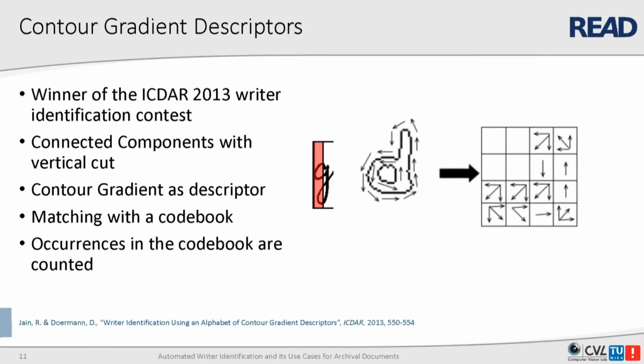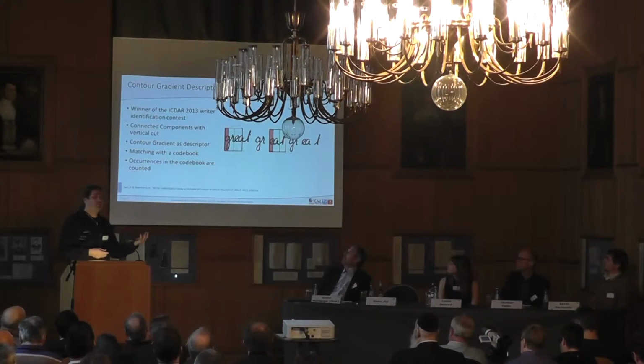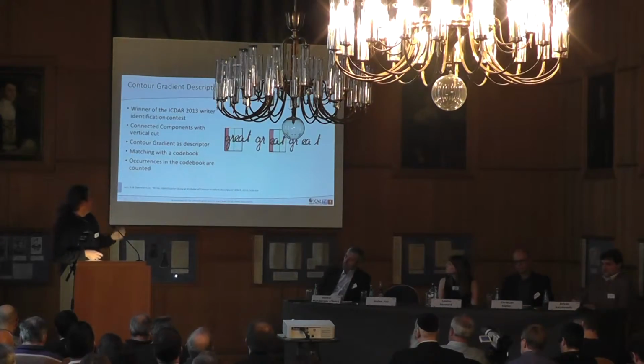The next method is by Rajiv and Dorman, and actually this is the winner of the ICDAR 2013 writer identification contest, and they use the contour gradient descriptor. So they are searching for connected components, which often is a word because the characters are connected, and then they try to segment the word into something similar to characters. You can see here they use a vertical cut method. You can see here there's a sliding window. The red area, the connected component, must not be cut. And then they are looking for a possible cut where there is the lowest energy. Lowest energy means there are not very many edge pixels, so that we just cut somewhere where there are only a few pixels of text.